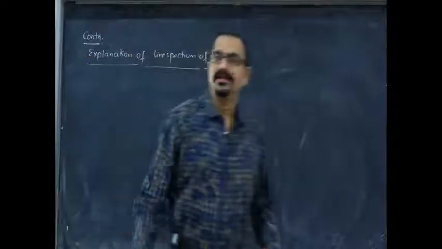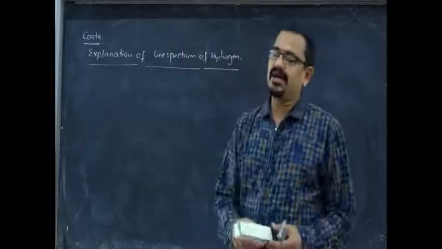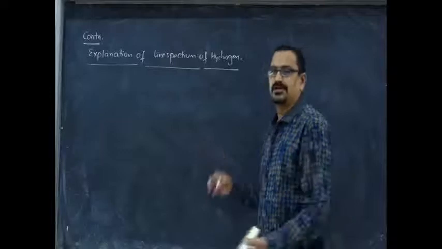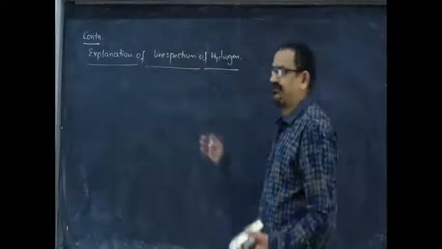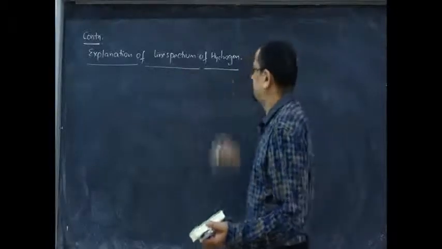Hello students. So let's have a continuation of the previous session. In the last class we have studied about explanation of hydrogen spectrum by Niels Bohr using his postulates, followed by some numericals we solved. Now let us continue that explanation of line spectrum of hydrogen.